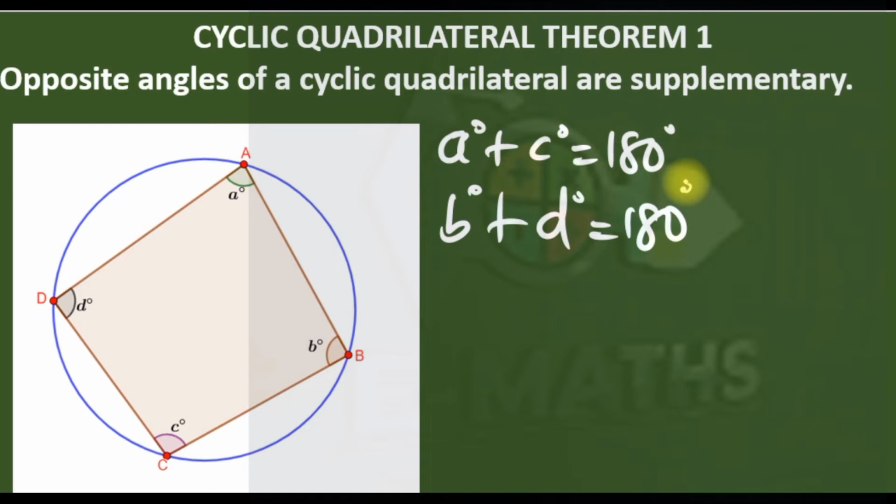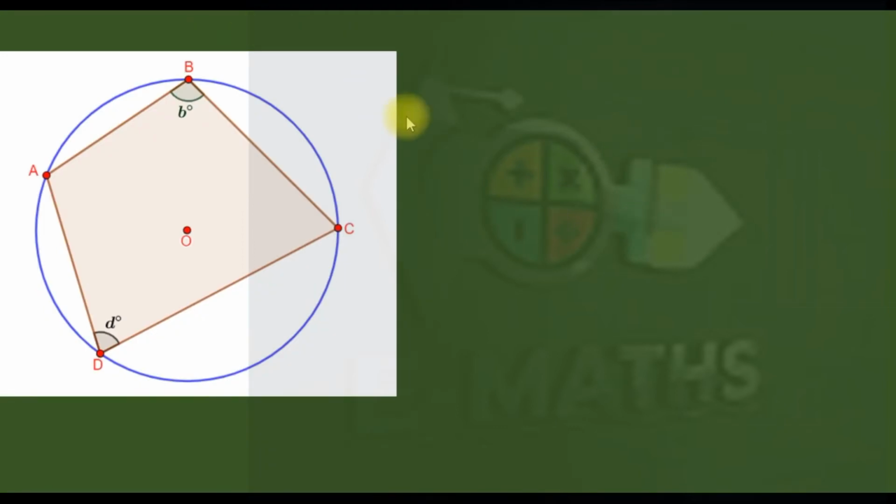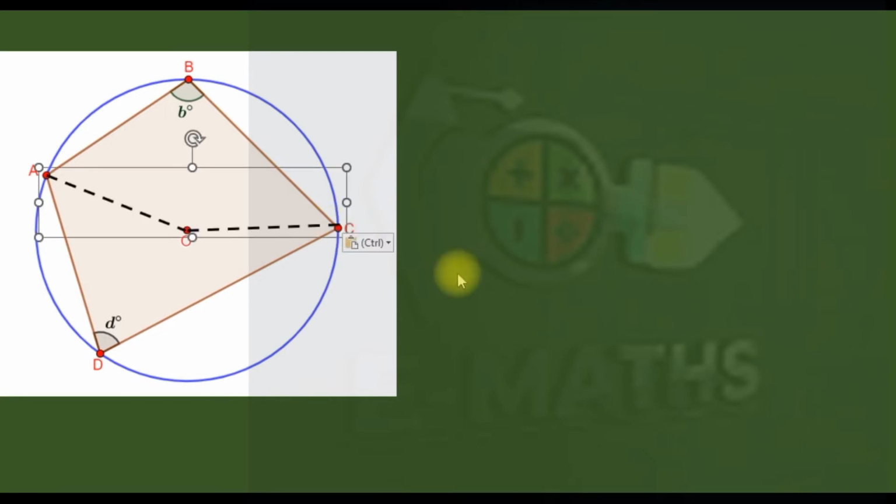So let's prove this. Okay, look at the diagram. We have to prove that. I'm using only one pair. If I join A to O and C to O, that's to get our radius. So from this we apply our inscribed angle theorem. Applying our inscribed angle theorem, we'll see that this angle is 2D.